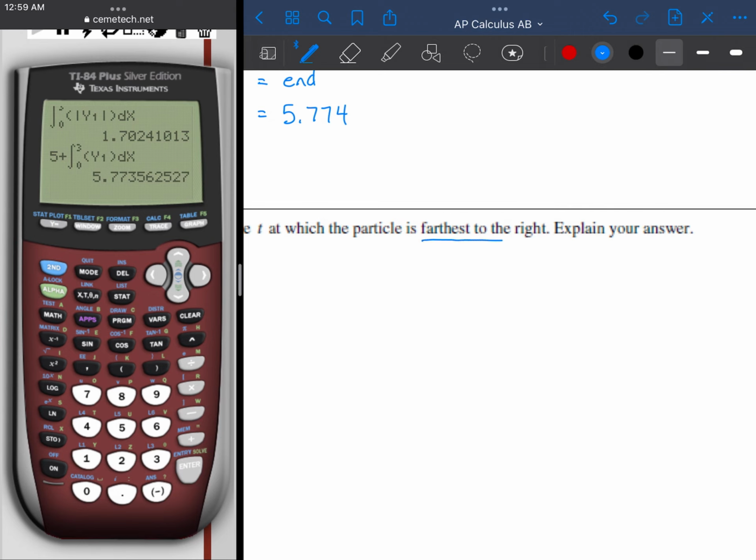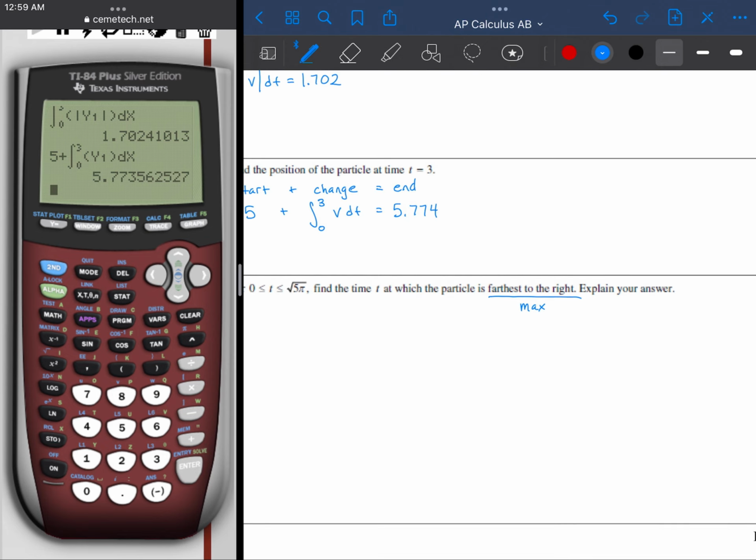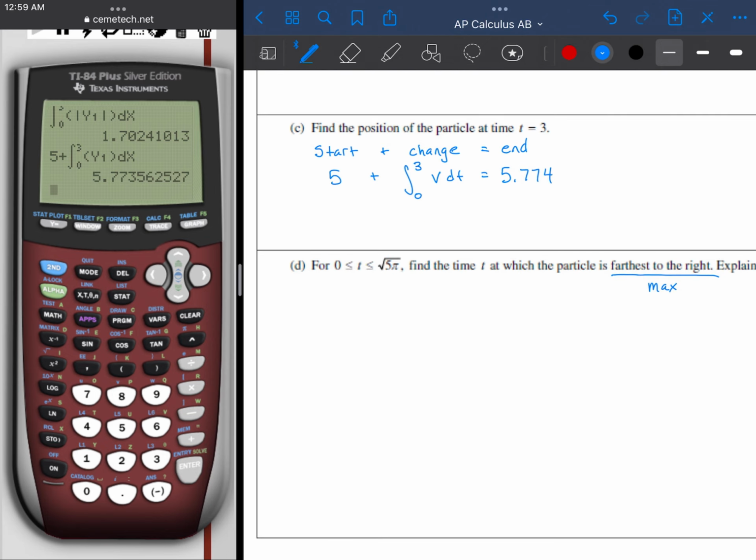So I'm going to underline this. That's the same thing as a max question. If it was farthest to the left, I would interpret that as a minimum question. So the absolute max, you need a table, and that will be the explanation of your answer. So let's go ahead and make our table.